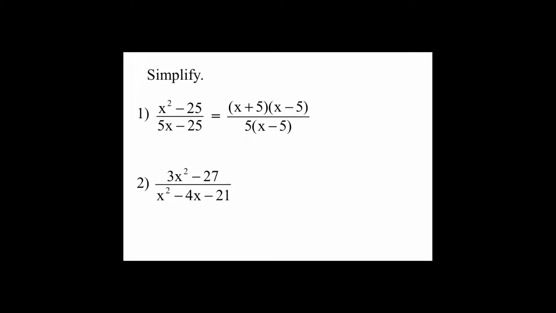Step 2. Now I simplify and divide out common factors. I can divide out an x minus 5, and what I'm left with is x plus 5 over 5. Now remember, this is where we have to stop. I cannot divide out those 5's because I do not have exactly a binomial factor. Pause the recording and you try number 2.